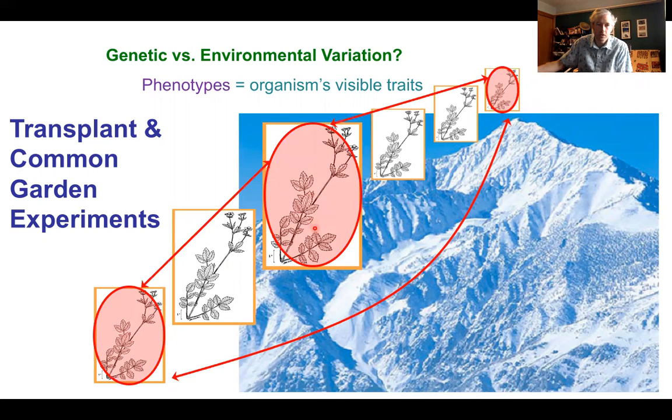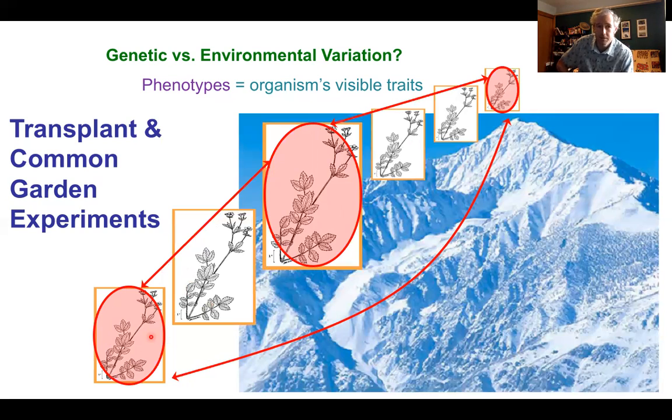You take an individual that was growing here, or you take the seed from it, and you move that seed up to the top, or you move that seed down to the bottom, and then you grow the individual at that location. So that's a transplant experiment. You're transplanting seeds from one place and moving them to another place and seeing what that plant looks like.